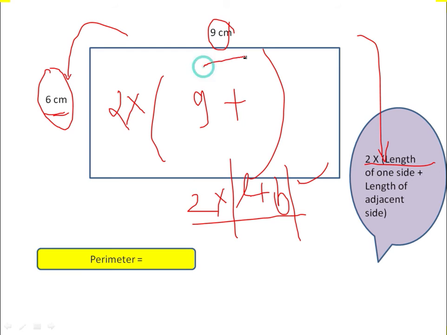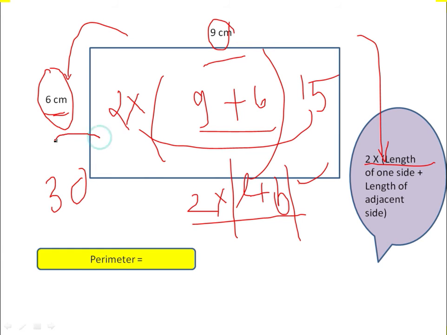Now here in case of this rectangle, you can see the length is 9 centimeter and breadth is 6 centimeter. So 9 plus 6, how many? 15. If you multiply this 15 by this 2, how much will you get? Your answer will be 30 centimeter. So you can do it in the earlier way also, or you can go through this using the formula also. There is no problem. So the perimeter of this rectangle will be 30 centimeter.